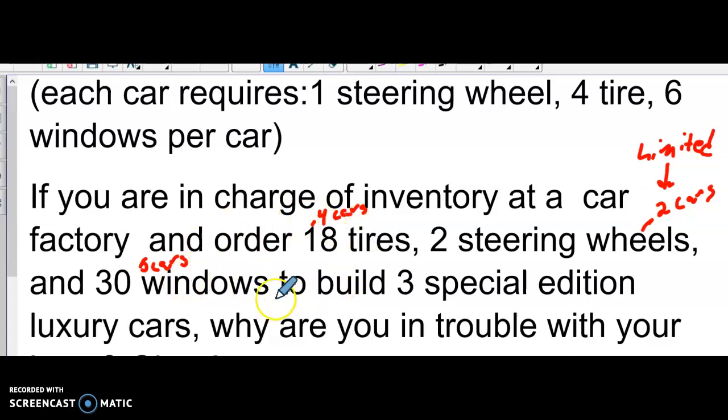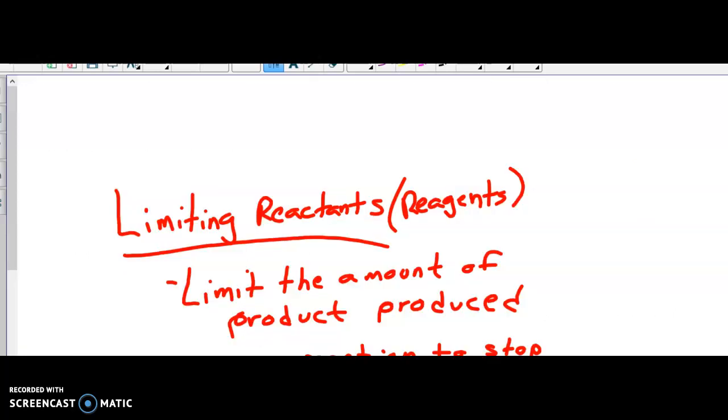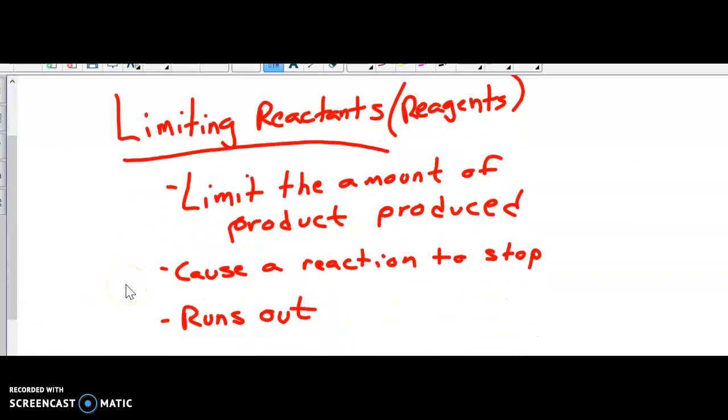So this is very real world applicable again, because people use this all the time when they're ordering for their companies. There's all kinds of things you'll do this with if you work in the pharmacy industry, anything like that. But this is what limiting and excess reactants are all about. We're just going to put it in chemical terms. Limiting reactants or reagents, sometimes you'll see that word, limit the amount of product produced. They cause a reaction to stop. You run out of it. So when you're talking about cars, you ran out of steering wheels. It caused production to stop, and it limited the amount of product you could produce.